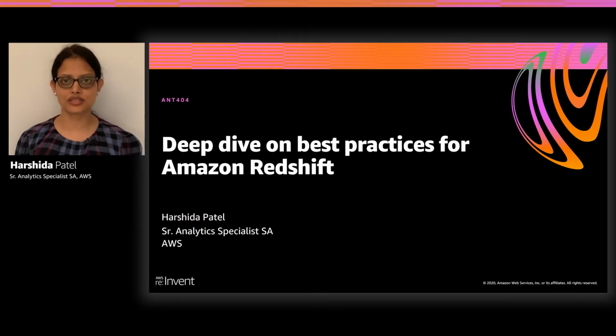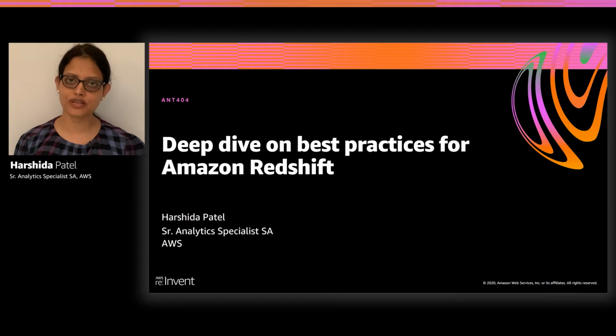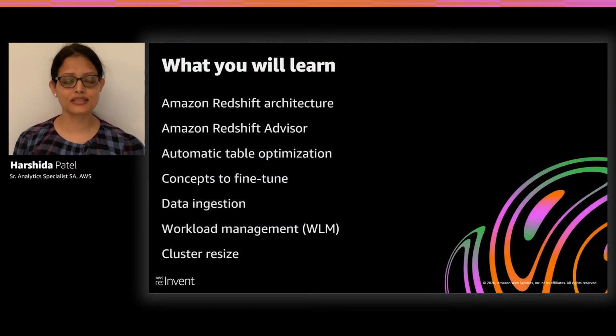By the end of this session, you will gain insight into a quick refresher on Amazon Redshift architecture, the automated table optimization feature, and how by leveraging some of the simple concepts you can further optimize your workload. This is a 400 level session, so let's dive into it.